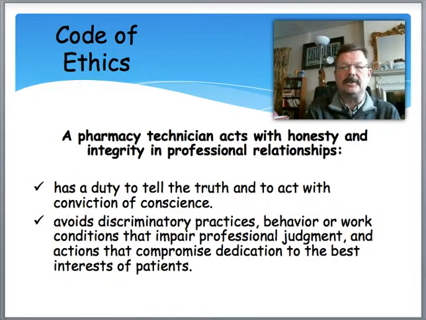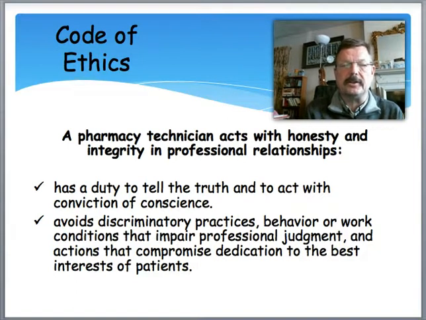A pharmacy technician acts with honesty and integrity in professional relationships, has a duty to tell the truth and to act with conviction of conscience, avoids discriminatory practices, behaviors, or work conditions that impair professional judgment, and actions that compromise dedication to the best interest of patients.